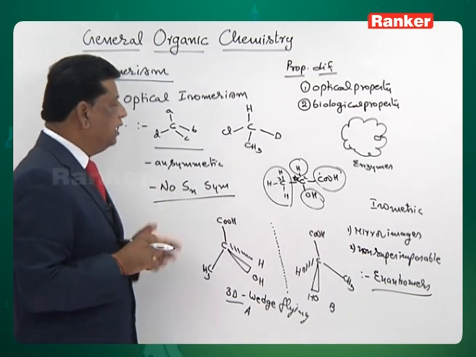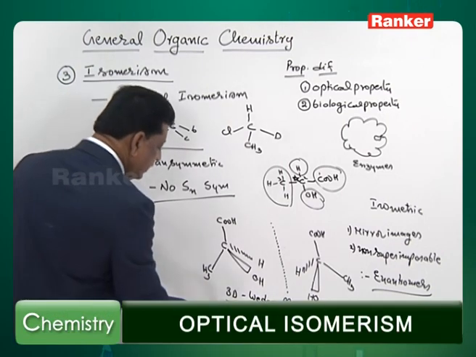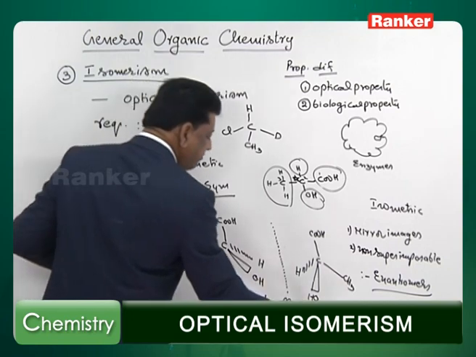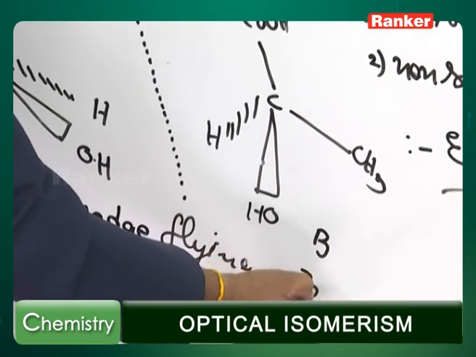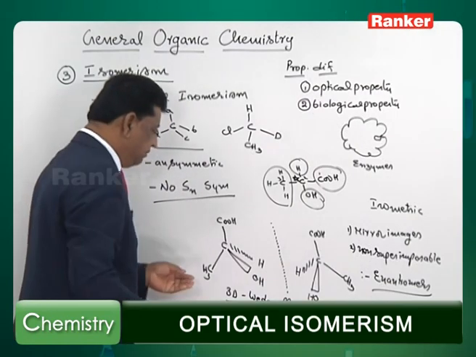So let us see how these compounds differ. If one compound has, let us say, a plus 35 value, the other one will have the same value but minus 35. What is this 35, and what are the plus and minus?